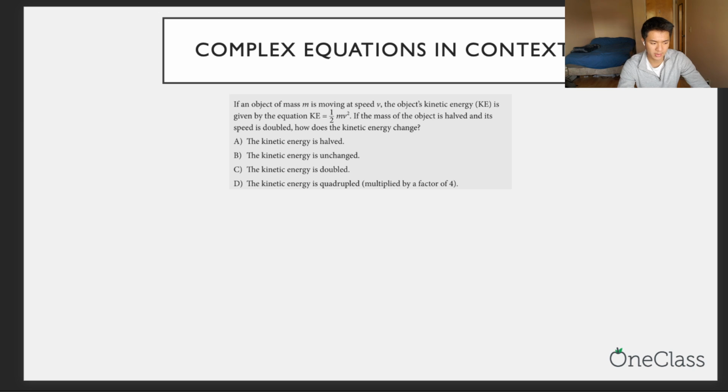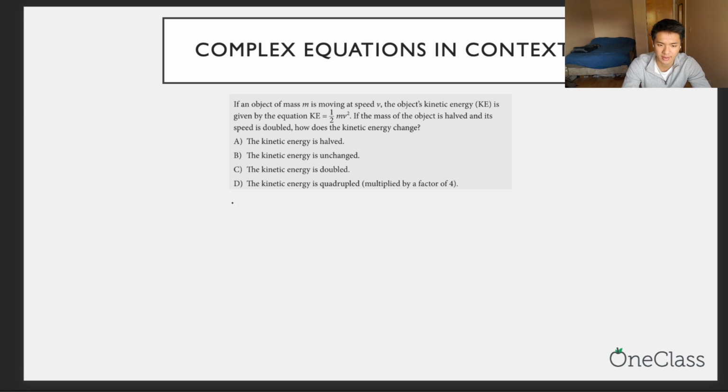So the next question says, if an object of mass m is moving at speed v, the object's kinetic energy is given by the equation KE is equal to 1/2 m times v squared. If the mass of the object is halved and its speed is doubled, how does the kinetic energy change? I want to preface this by saying these questions which give you scenarios require no background knowledge. This is a physics equation, but it requires no knowledge of physics. It's simply saying how comfortable are you manipulating variables when you're told what they represent. So really, it's just an algebraic equation.